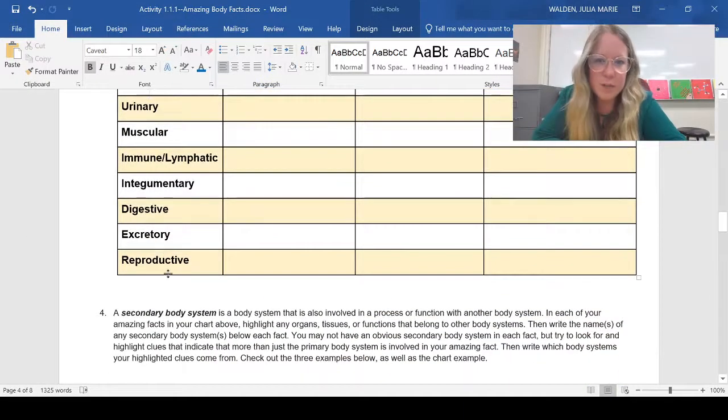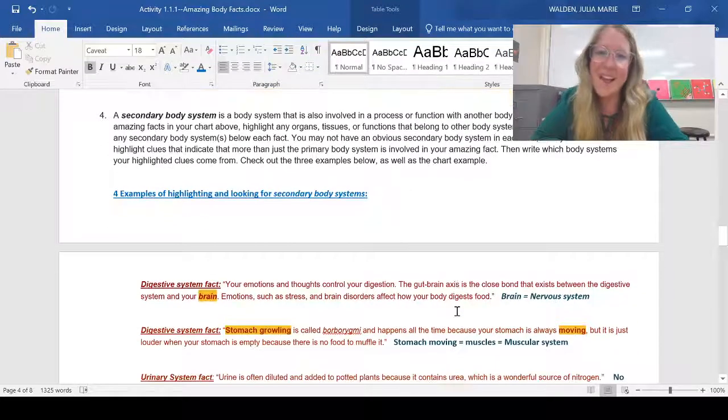Okay, so keep going, fill out the rest of your chart. There's a whole bunch of other body systems for you to tell me what they do, what organs are part of them, and then this column is my favorite and most important. What is your amazing fact about the urinary system? What is your amazing fact about the muscular system? And please try to impress me.